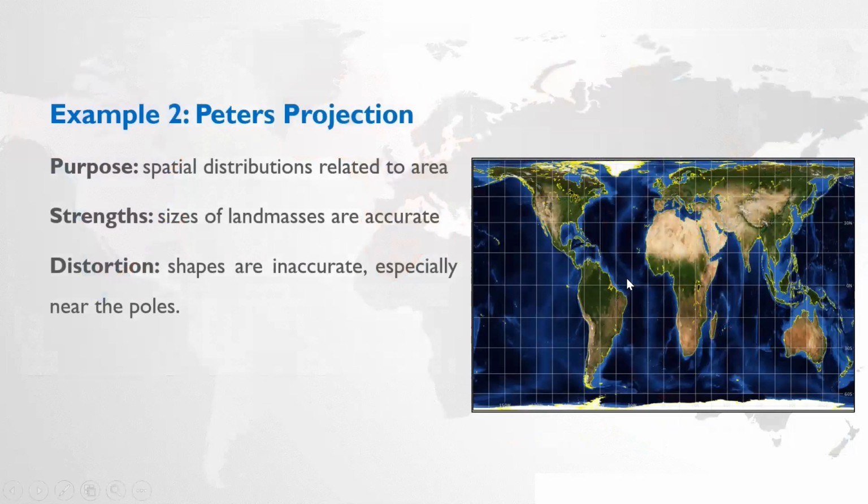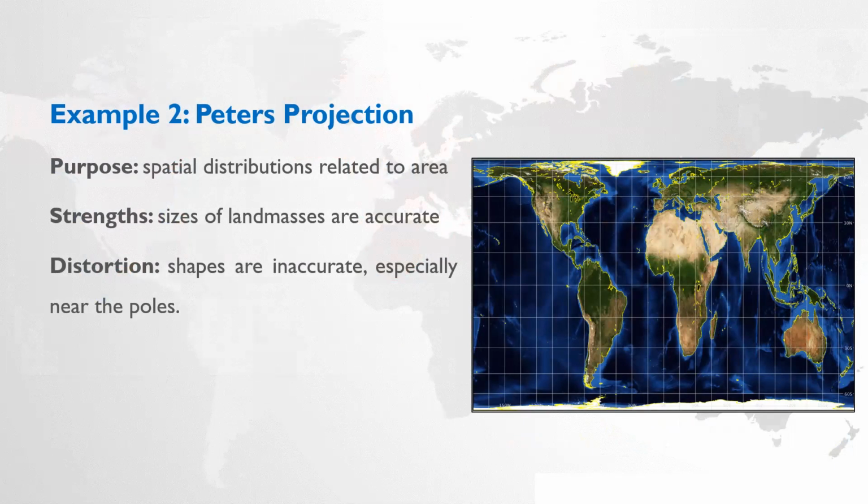Okay. Second projection here is the Peters projection. The purpose of the Peters projection is for spatial distributions to be related to area. The strengths of the Peters projection are the fact that the sizes of the continents and countries are more accurate, way more than the Mercator.